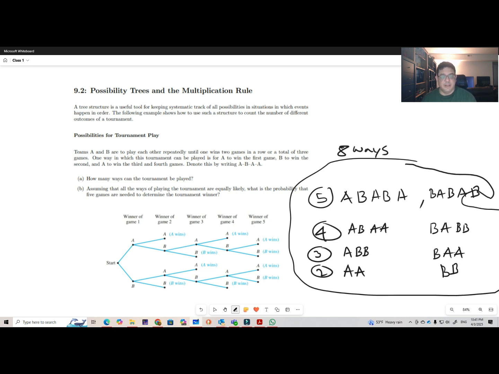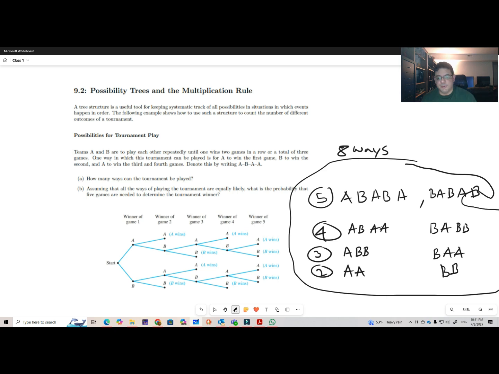As you can see, this tree structure is very good for keeping track of this. But making a list like this can also work for finding those specific ways that the event can happen.